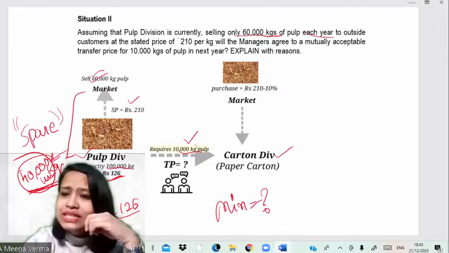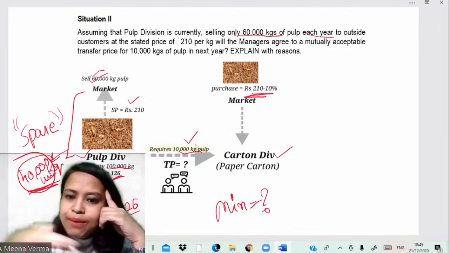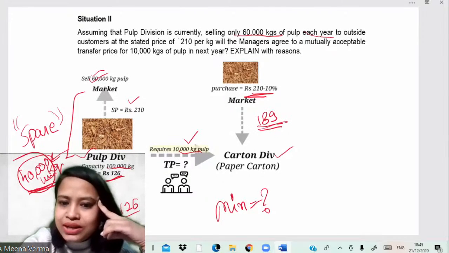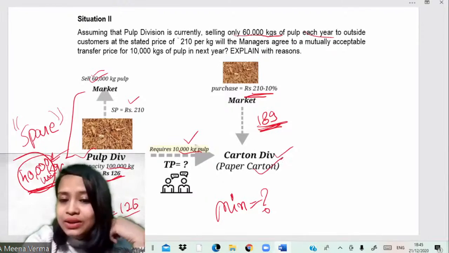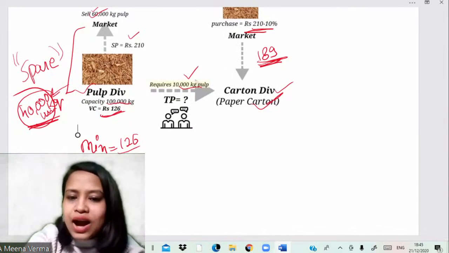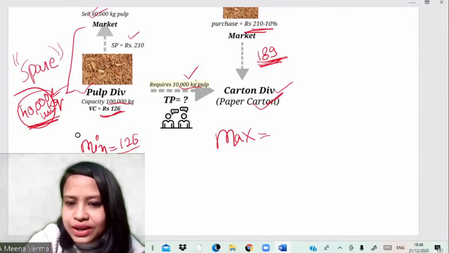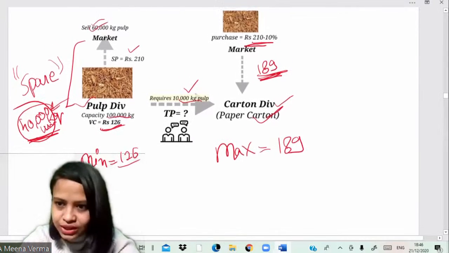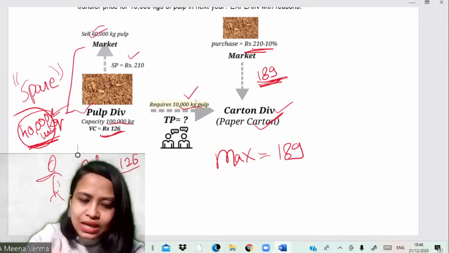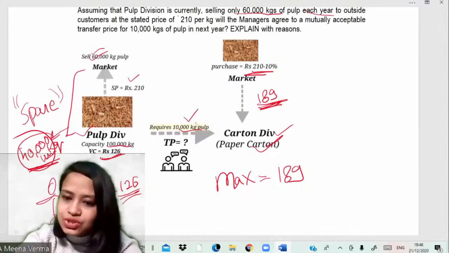Meanwhile, the carton division can buy this pulp from the external market at rupees 210 minus 10%, that is 189. So they can pay a maximum of 189 for the pulp required for further production. The maximum price the manager of the carton division is ready to give is rupees 189, while the minimum price the manager of the pulp division will quote is rupees 126.